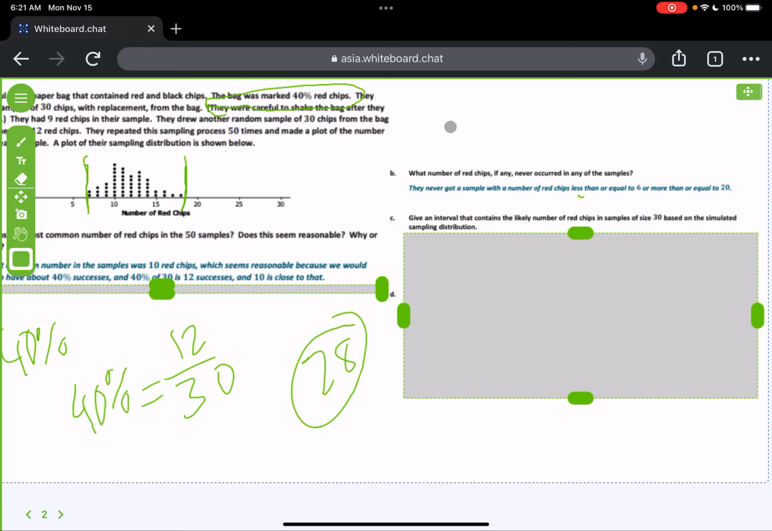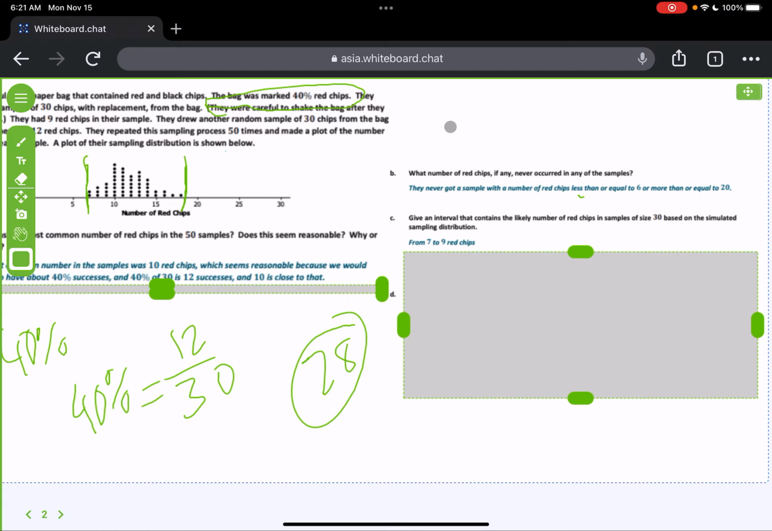Well, they never got a sample with a number of red chips less than or equal to 6 or more than or equal to 20. Okay, there were never any samples that had that many red chips in it.